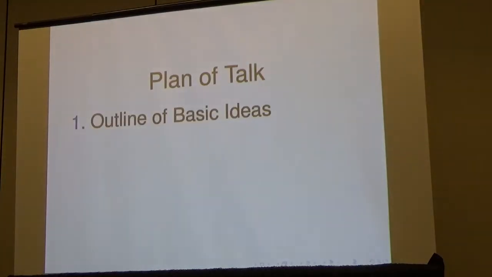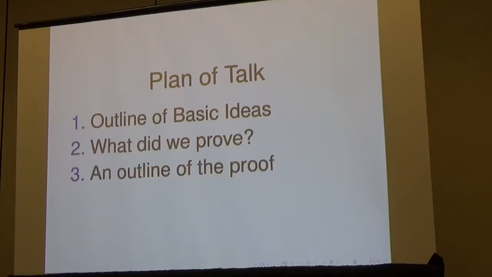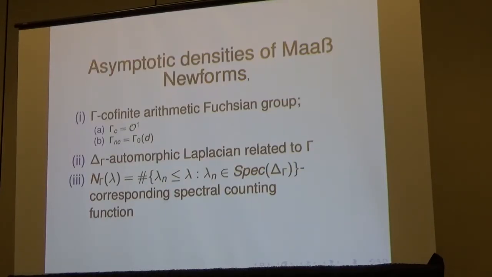So the plan is an outline of the basic ideas, a sense of what we proved, and maybe an outline of the proof. Depending on how far we get, I'll at least give some sense of what the idea in effecting the proof in this context looks like. I want to start off by jumping right into it. Some of the definitions that were made earlier will work in this context, so I'll perhaps say some of them, but I just want to jump into what the problem was, and then I'll spool things back.